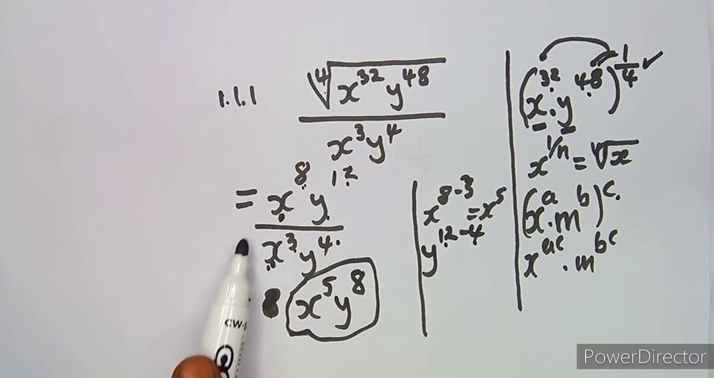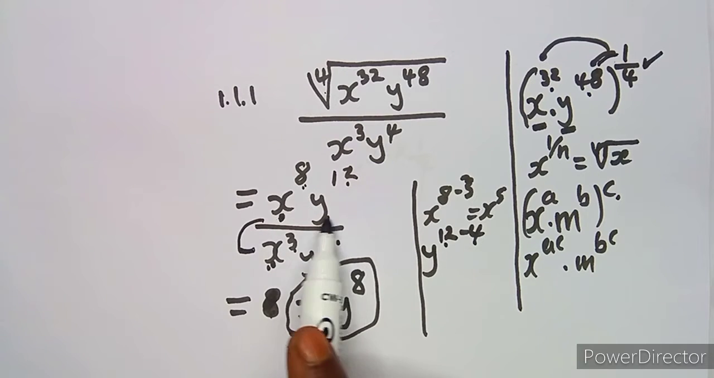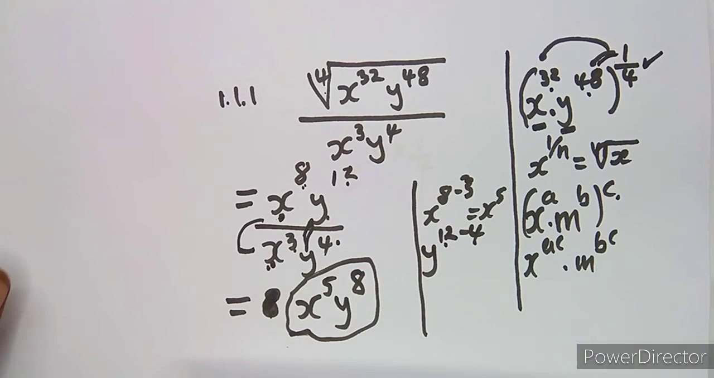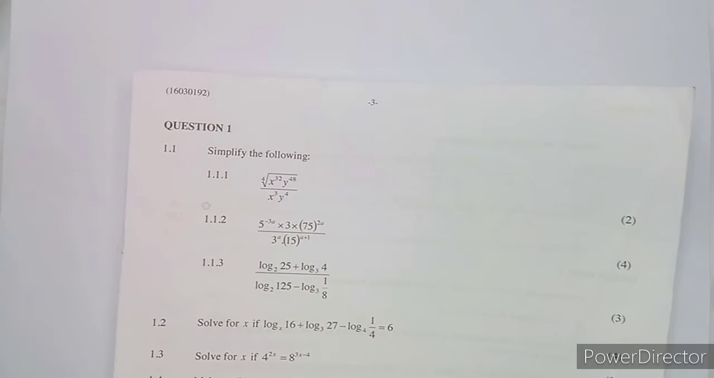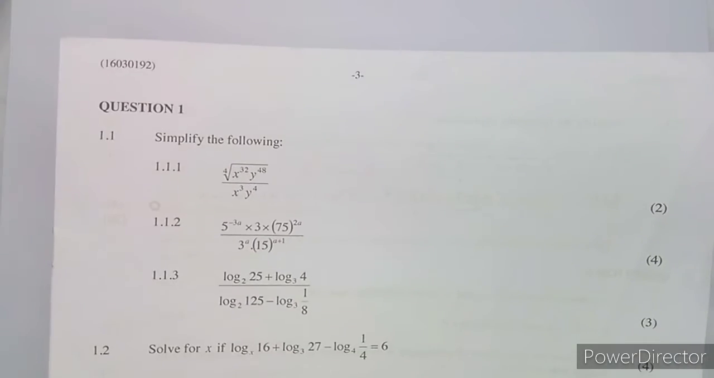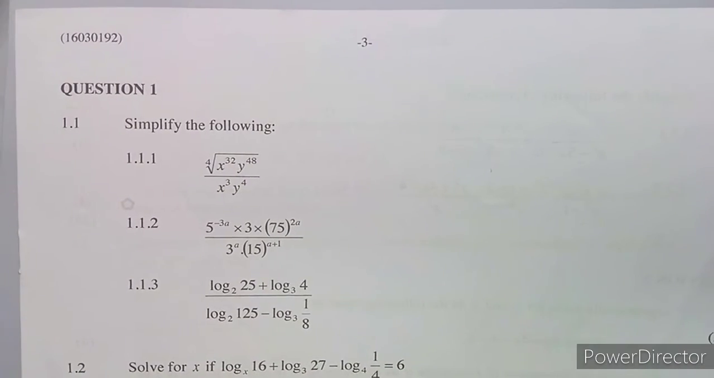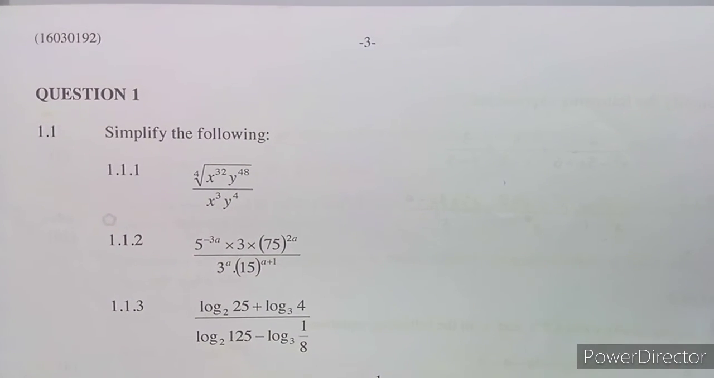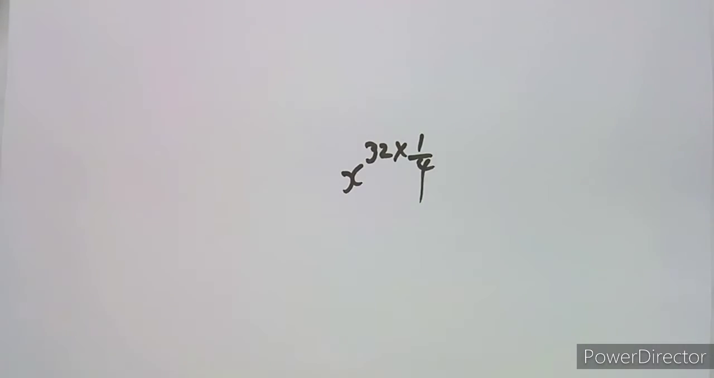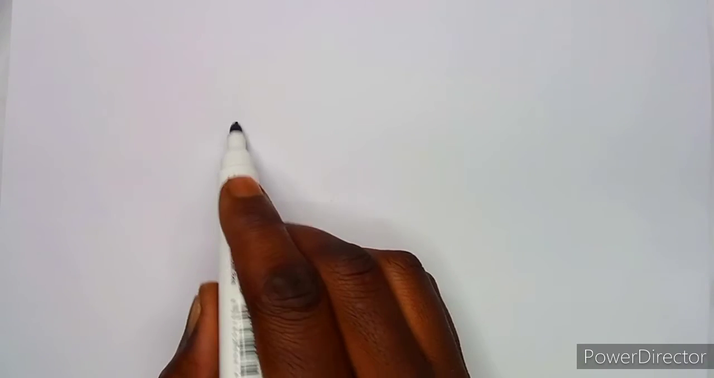So you apply the laws because these are the bases which are the same, and also these are the bases which are the same. So you subtract the given exponents. All right, so that's what we had. Then on number 1.12, that's another question that we had there. So let's see how we're supposed to simplify that one.